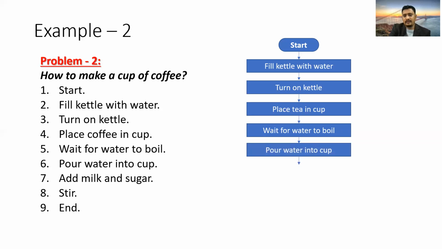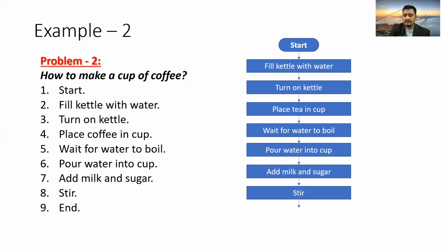And after that, when it is boiled, it will pour water. This is also processing. And it will also add milk and sugar, which is also processing. And it will stir. This is also processing. The steps have been finished. Understood? Yes. Okay.